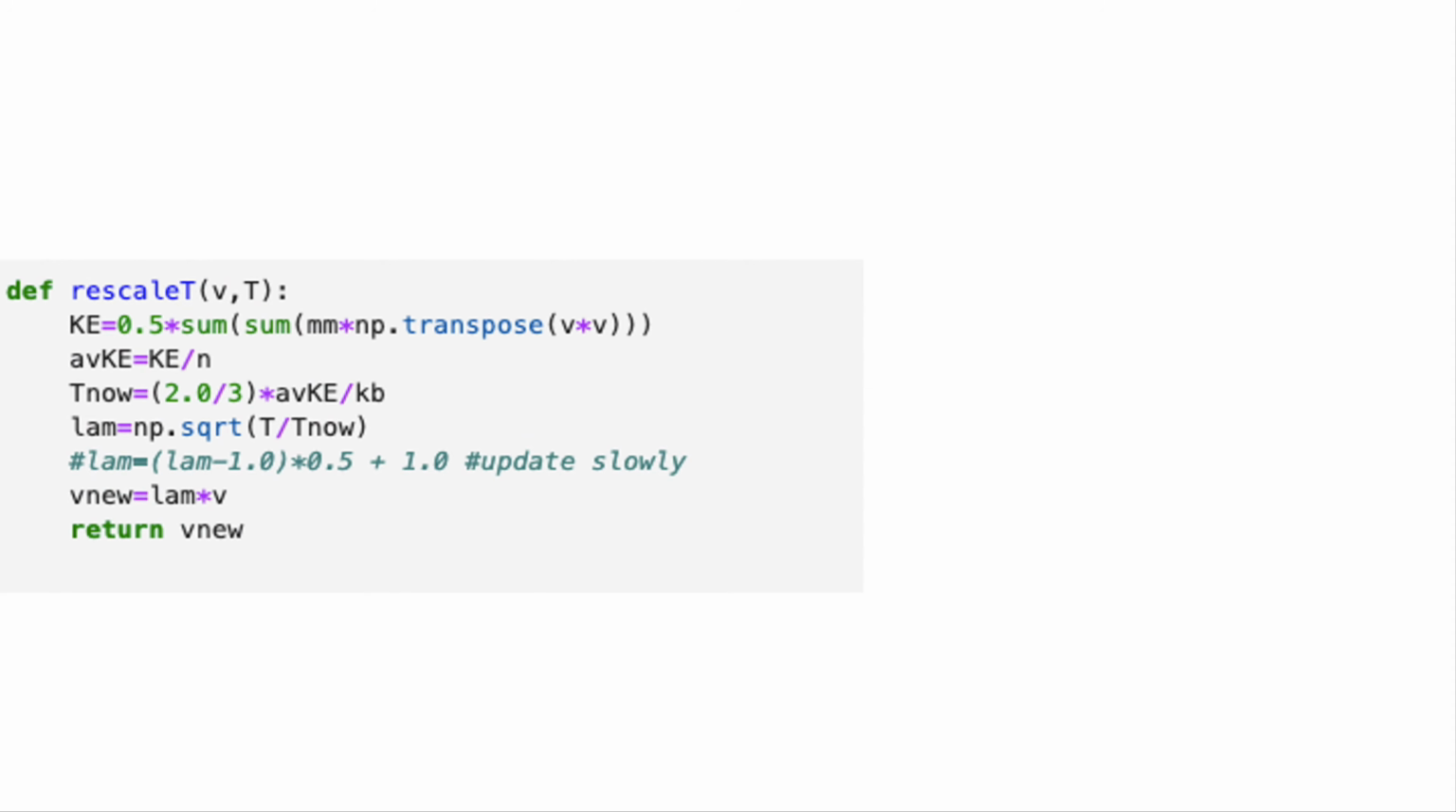The actual subroutine to correct the temperature looks like this. I find the total kinetic energy, half mv squared, and use that to find the average kinetic energy, and thus the current temperature, T now. This then gives me lambda, so I can rescale the velocities with that. The line I've commented out is for if I want to update the temperature more slowly. Rather than setting the temperature to exactly T0 every step, I can make it a little bit closer to T0 every step. Anyway, let's run this at a few temperatures and see how it goes.